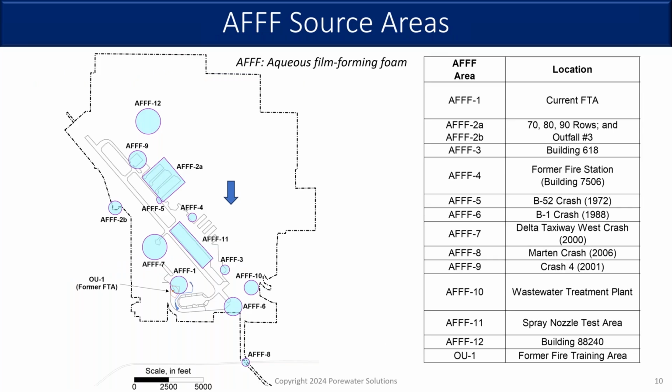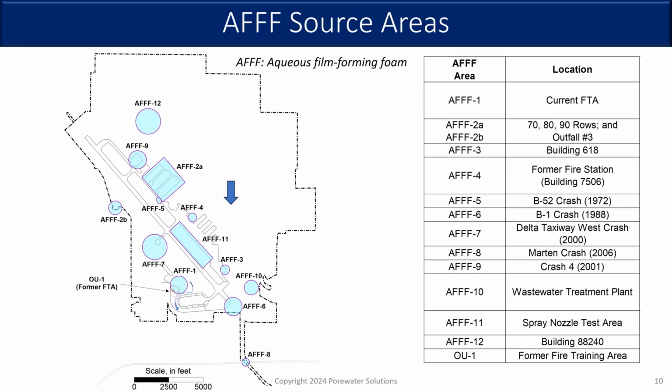At this site, it's a large Air Force base. They have known source areas where AFFF products were used. AFFF is aqueous film forming foam, which contained PFAS up until recently. There are 14 AFFF source zones. One of them is a former fire training area called OU1. The rest are labeled AFFF 1 through 12. And AFFF1, in the bottom part of this map near OU1, is the current fire training area.